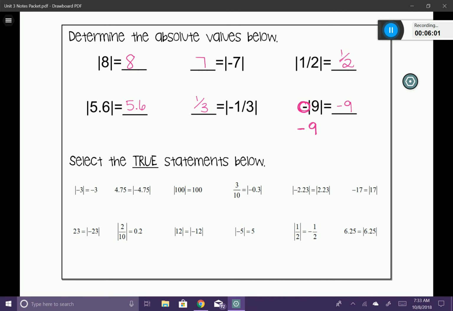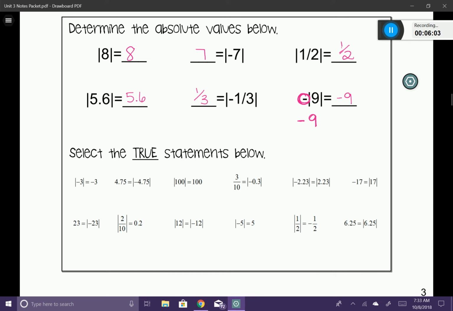Okay, I know that was a tricky one, but that's okay. It's good to learn that. All right, go ahead and pause the video and try this next question on your own. Select the true statements below. So we just want to figure out which ones of these are true statements.